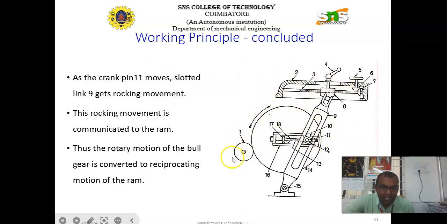While the bull gear rotates, with the help of the slotted link mechanism connected to the ram portion, the rotary motion of the bull gear gets converted into reciprocating motion of the ram. The ram moves in the forward direction as well as in the backward direction.